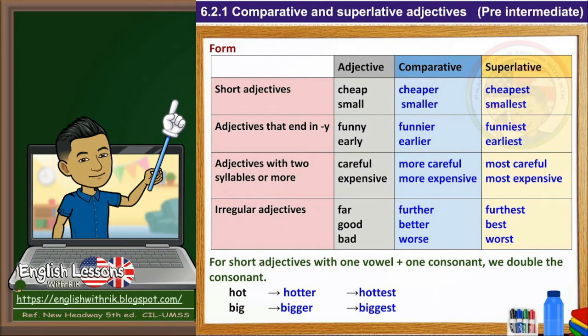Comparative and superlative adjectives. Form. Short adjectives. Cheap, cheaper, cheapest. Small, smaller, smallest.